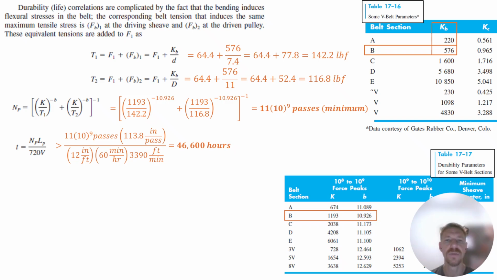From that, we can calculate the number of passes using Miner's rule, and we get the coefficient and the exponent from table 17-17. That's 1193 and 10.926 for the B-type belts. Plug that in, we get 11 times 10 to the 9th passes minimum. That's a very high number. We plug that in, and we know that the lifetime is going to be greater than that 11 times 10 to the 9th passes times 113.8 inches per pass. And then we see where that 720 comes from. It comes from 12 inches per foot times 60 minutes per hour. And then we multiply that by our linear speed, which is 3390 feet per minute, and that gives us 46,600 hours.